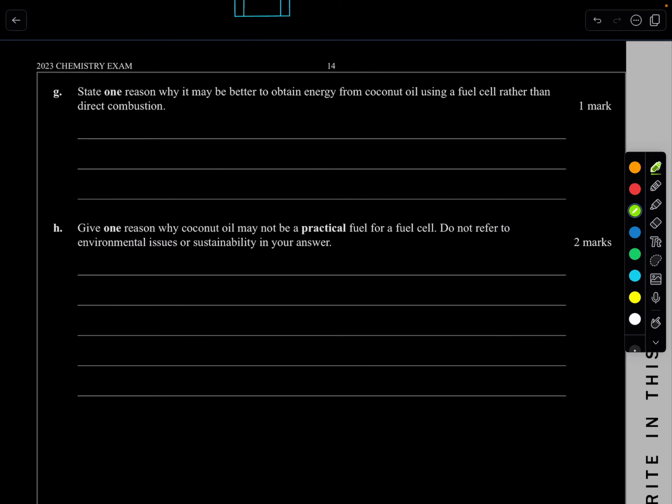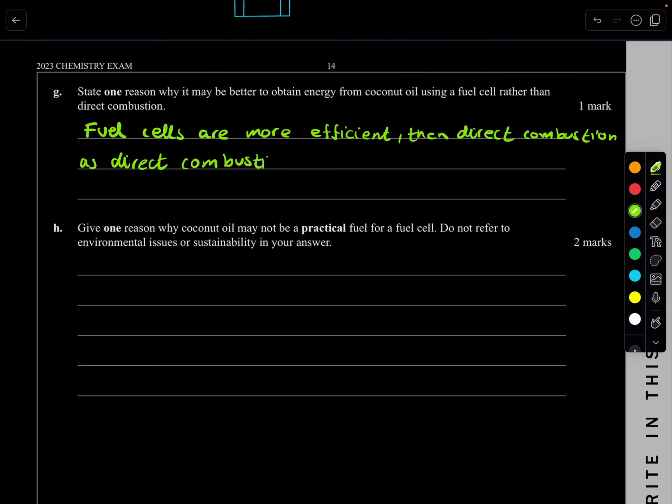Let's do that. So G, we'll say fuel cells are more efficient than direct combustion, as direct combustion has many energy conversions which result in energy losses. Beautiful.